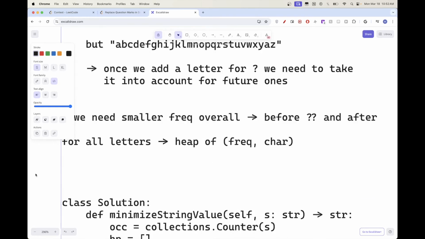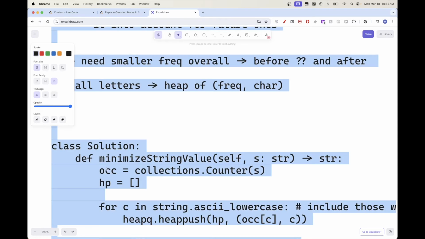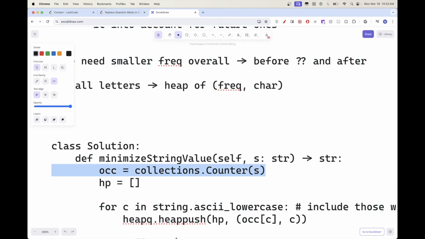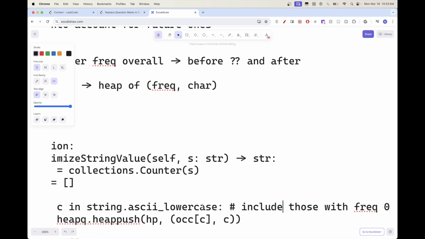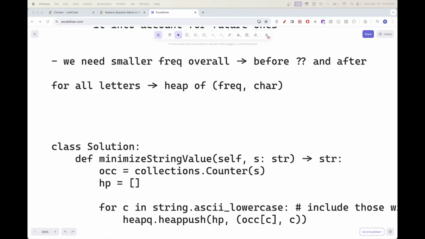Okay, so how do we do this? Well, we need a heap, so we can just create a heap. And we need to calculate the frequency for all the characters in S. And then we need to create a heap of the frequency and the character. We do this for all the letters, including those that have frequency 0, so that we can pop one of them and use it for a question mark, because those with frequency 0 are popped first from the min heap. So that's the first consideration.